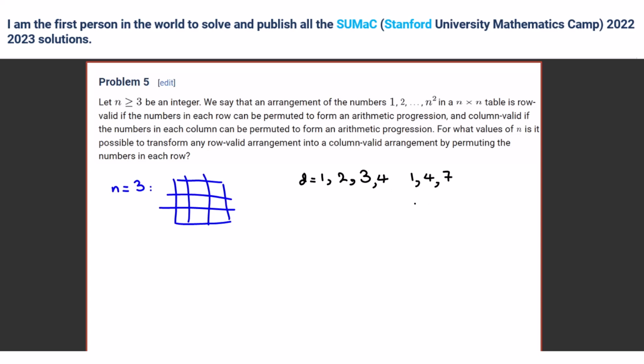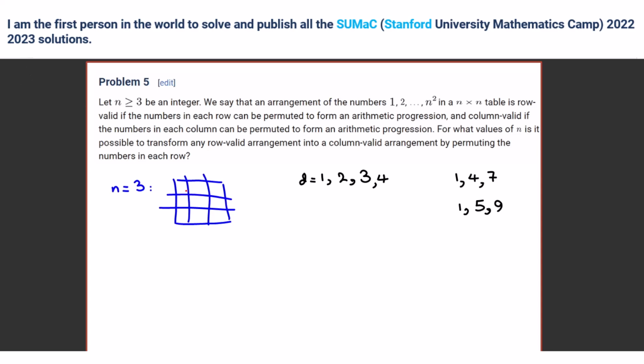Is 4 possible? No. Wait, is 5 possible? 1, 5, 9. You're saying just for the first row? Yes, for example, one of the rows, not for all. Okay. But 5 is not possible, right? Common difference cannot be 5.